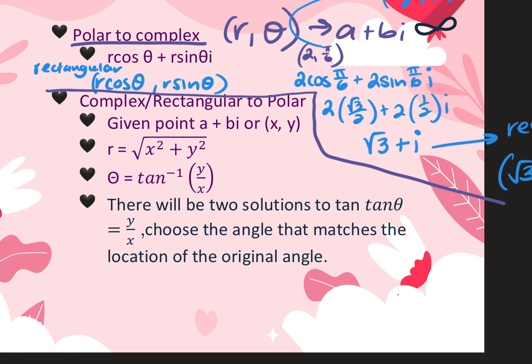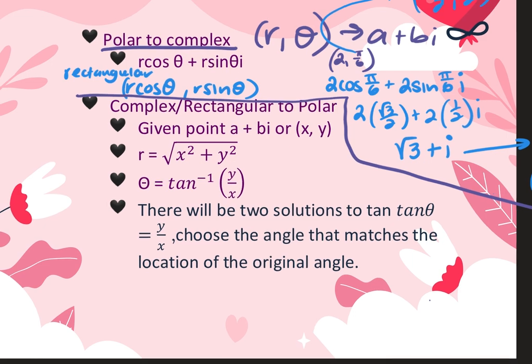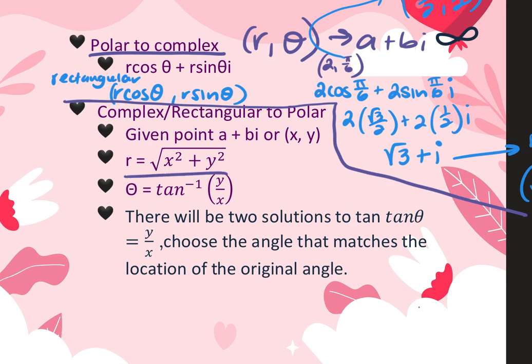So if we are going from rectangular or complex and we want to put it in polar, so the end answer is an r, comma, theta situation, then there are two parts. The first part is you have to figure out r, and r is the square root of x squared plus y squared. If it's in complex form, it's the same thing as the square root of a squared plus b squared. Those are the same.